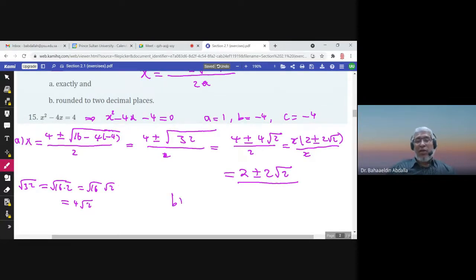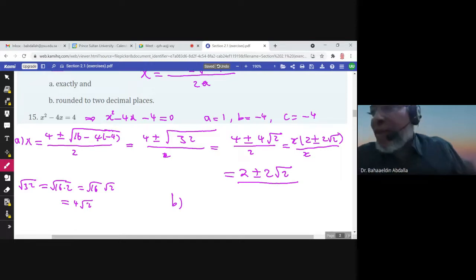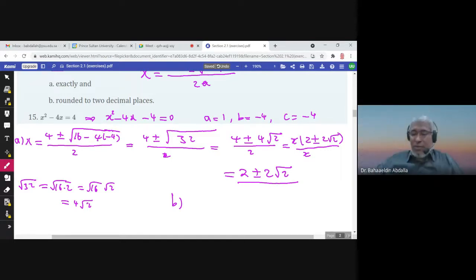Well, the answer of part B would be, one of the solutions would be, pause, I use the calculator. Just a minute, I'll use the calculator to find the answers. The calculator was just away. So 2 plus 2 square root of 2. The answer, it's 4.8.